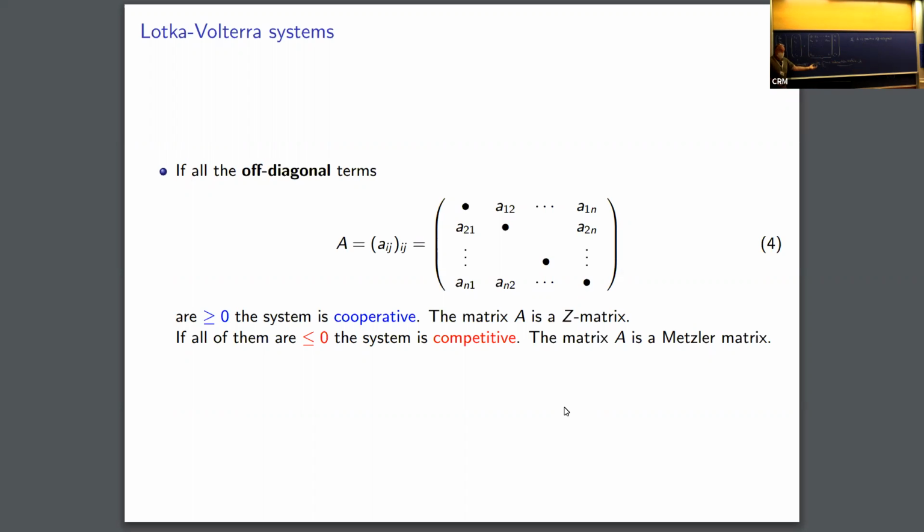If you just restrict yourself to this particular kind of system, these systems are called Lotka-Volterra systems. Even though the original Lotka-Volterra system is a predator-prey system, which means I should be able to write a matrix where some terms are positive and some others are negative. In this way you can write cooperative, competitive, and also predator-prey systems in a unified way.